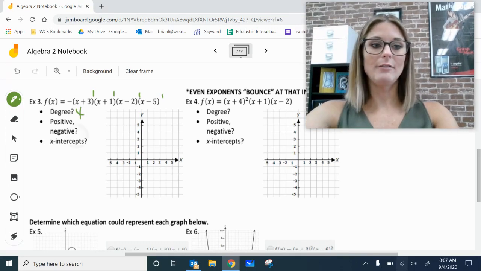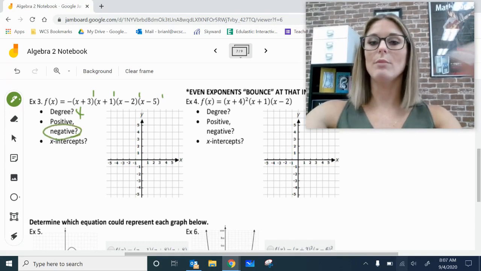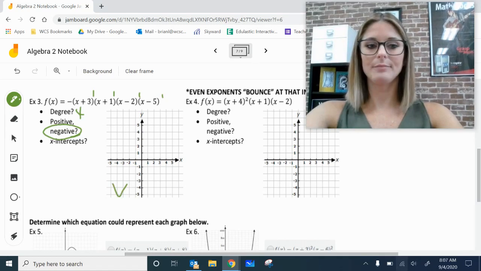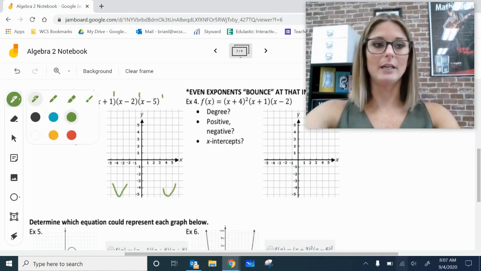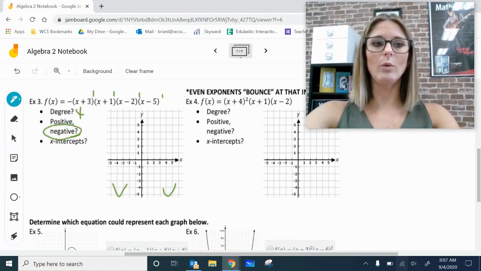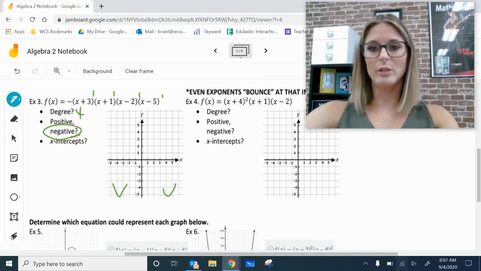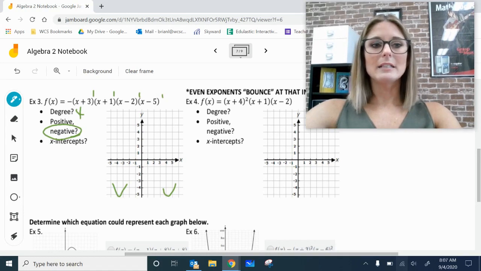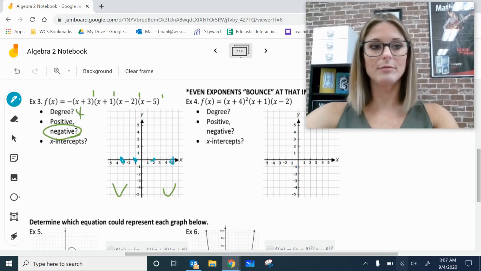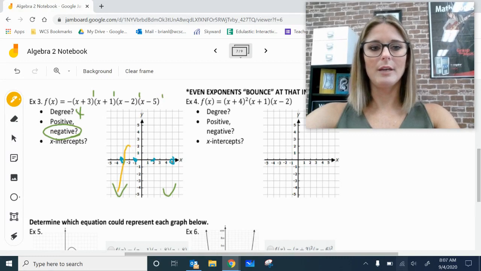Is it positive or negative? There's a big fat negative in front. So both of my arrows are pointing down. I like to go ahead and put my arrows. What are my x-intercepts? That -1 is just a number. It's not an intercept. X plus 3, I'm going to have a -3. I'm going to have a -1, a +2, and a +5. We're going to go through and through and through and through.